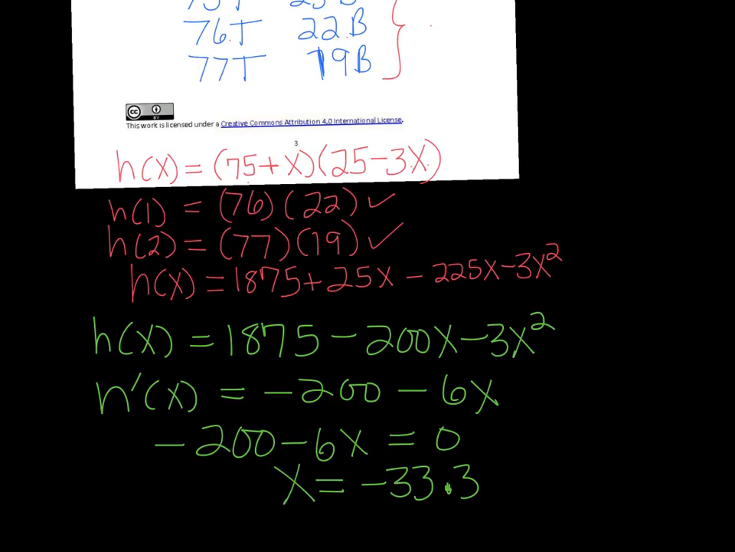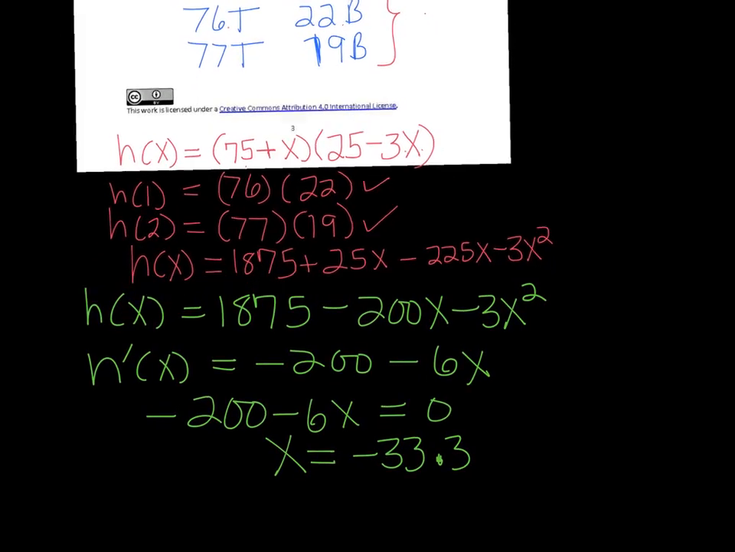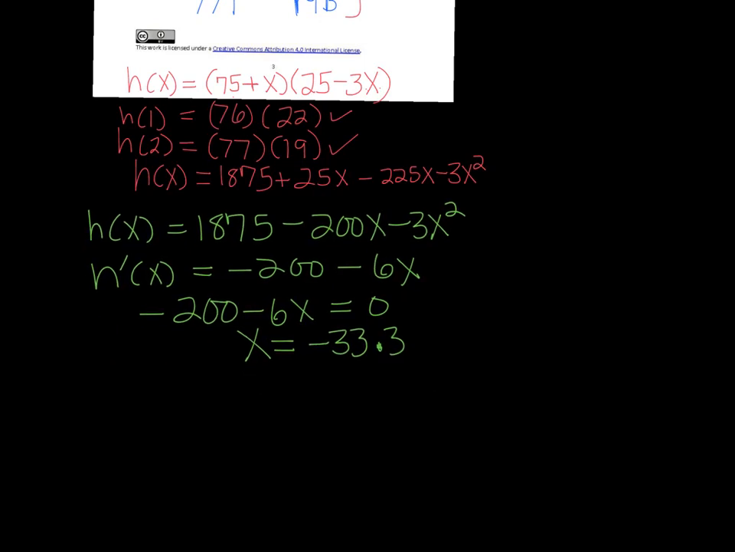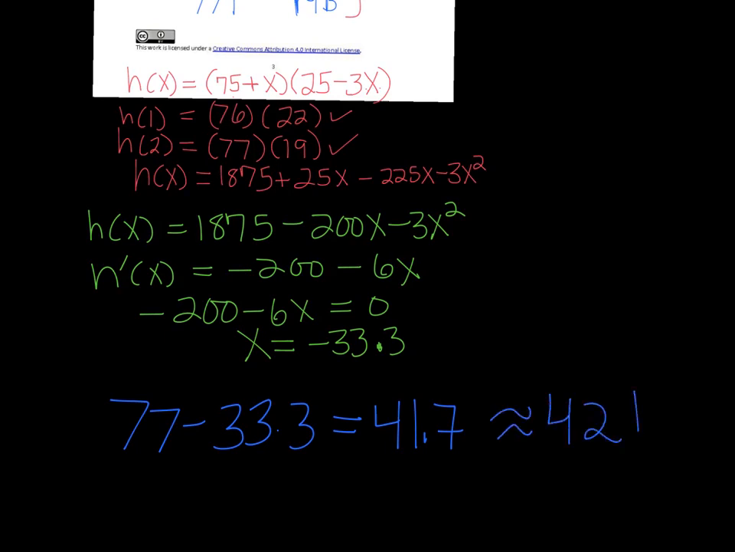So what does that mean? That means that this farmer should actually plant about 33 fewer trees in order to maximize her harvest. So the question is, how many trees should she plant per acre? Well, instead of 75, she's going to do 75 minus 33.3, which is equal to 41.7, which is about 42. So 42 trees is going to maximize her harvest.